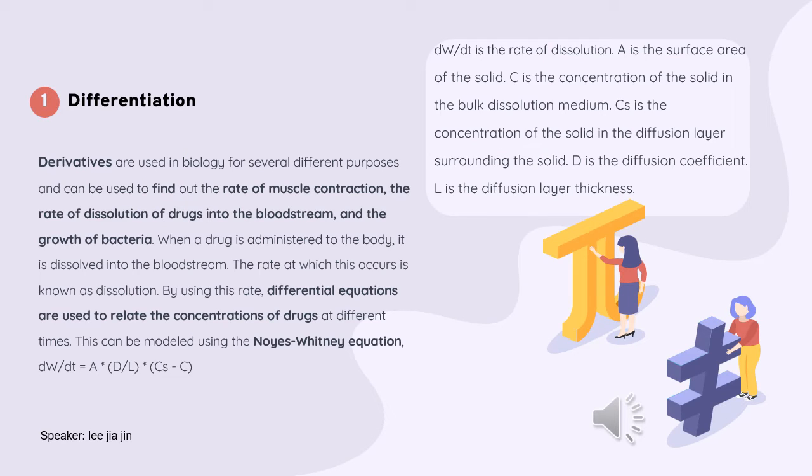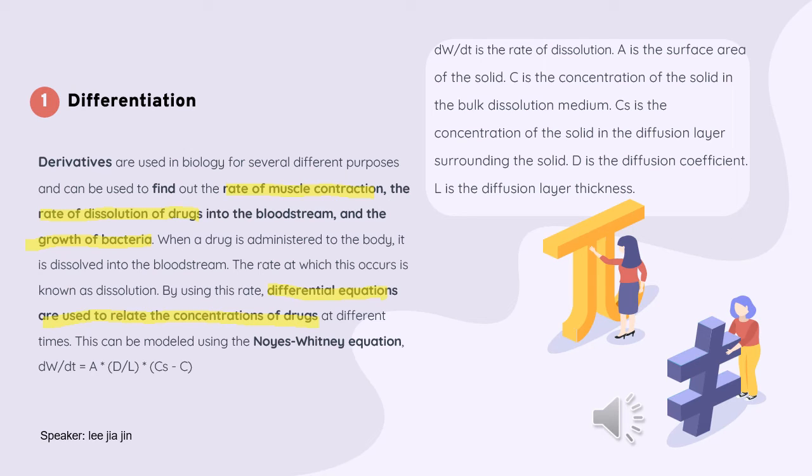Derivatives are used in biology for several different purposes and can be used to find the rate of muscle contraction, the rate of dissolution of drugs into the bloodstream, and the growth of bacteria. When a drug is administered to the body, it is dissolved into the bloodstream. The rate at which this occurs is known as dissolution. By using this rate, differential equations are used to relate the concentration of drugs at different times.